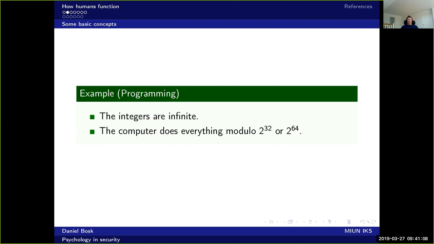So for instance, the idea that if you add two positive integers together, you get something bigger, that's not true when you get close to 2 to the power of 32 or 2 to the power of 64, because at some point there, whenever you add two positive integers, you will overflow and possibly get something negative instead. And this is a cause for a lot of vulnerabilities in software. So it affects security quite drastically.